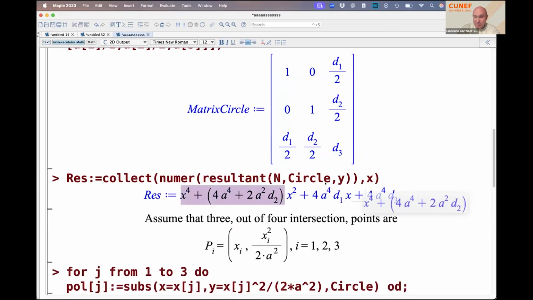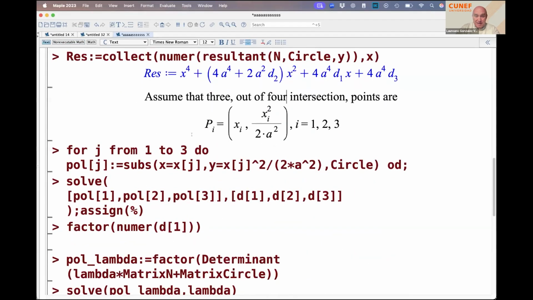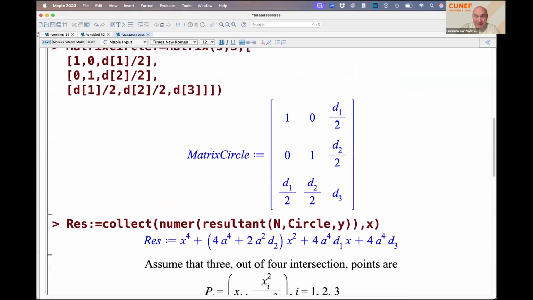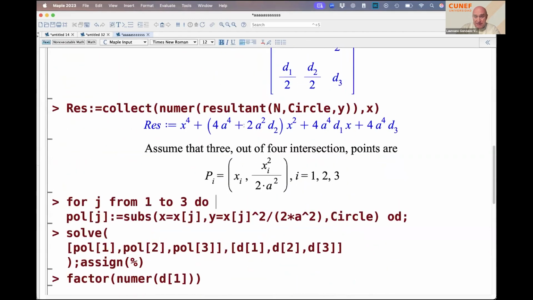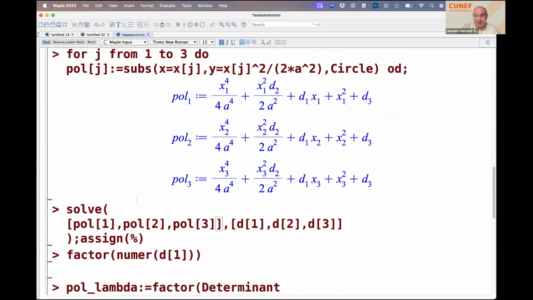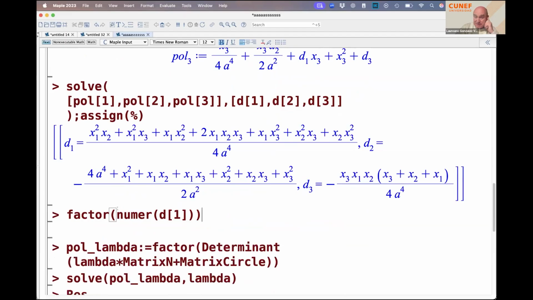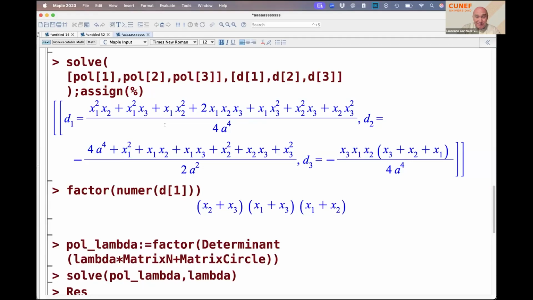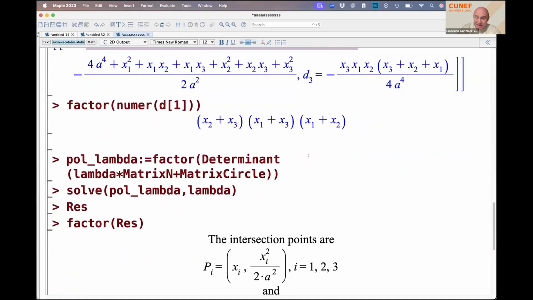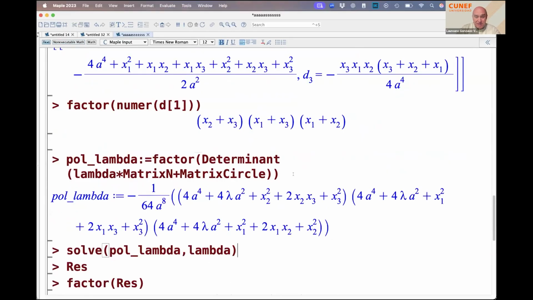For later use, let's consider the resultant of these 2 conics with respect to y, which is giving us the four x coordinates of the intersection points. So in order to connect the coefficients of the circle and the xi's here, we just replace the points into the circle equation, and we solve these 3 equations with respect to the di's. And so in this way, you can see that some symmetries arise because even the numerator here can be easily factorized.